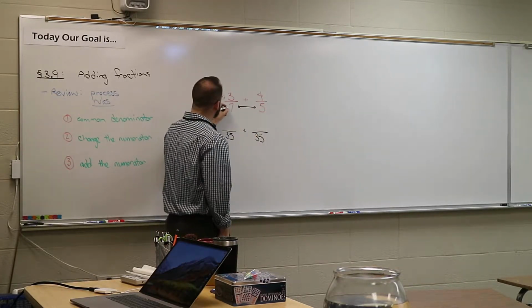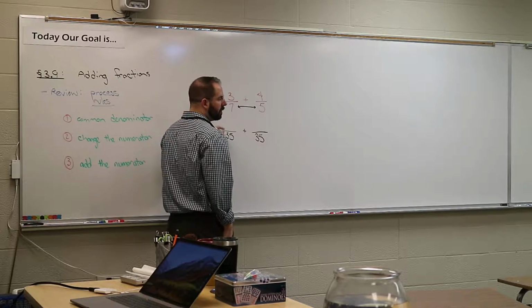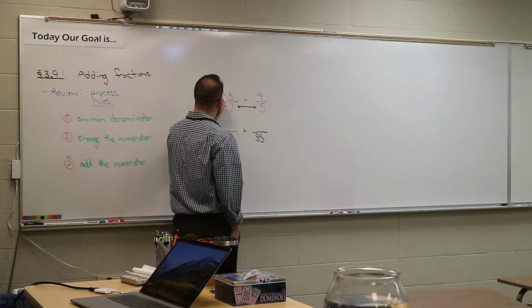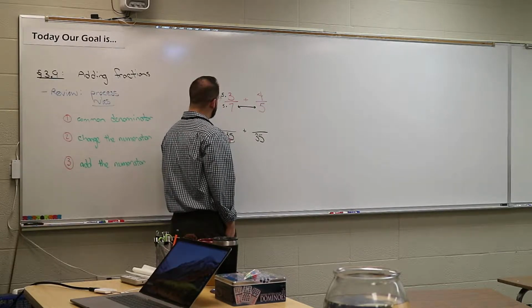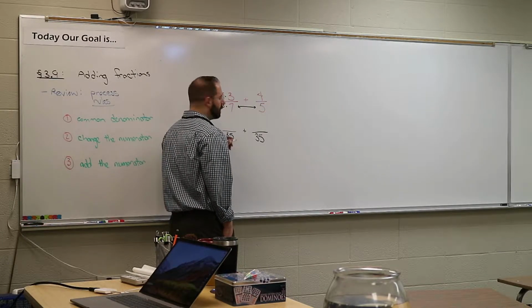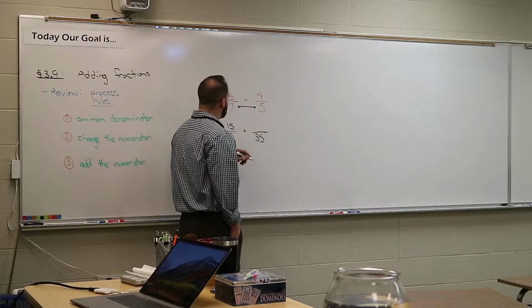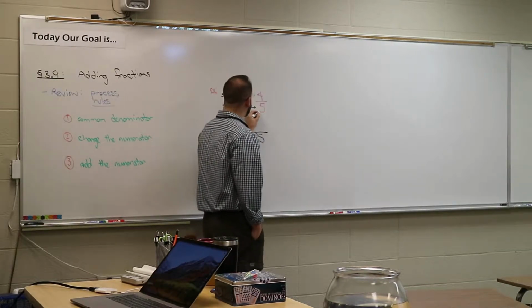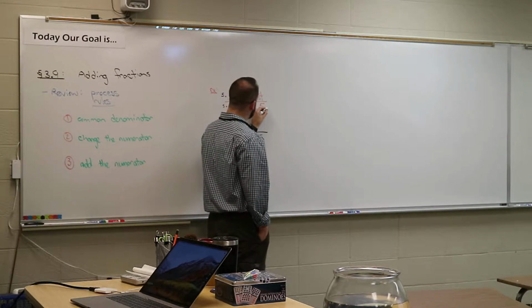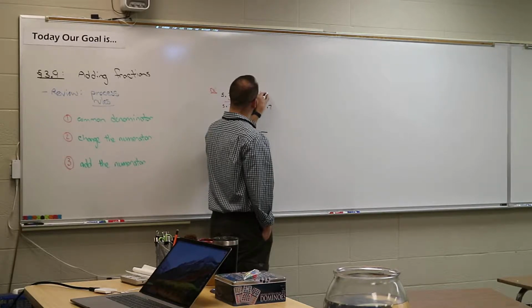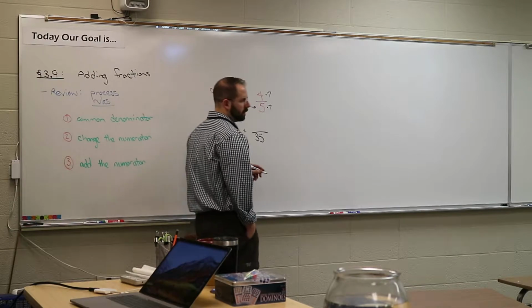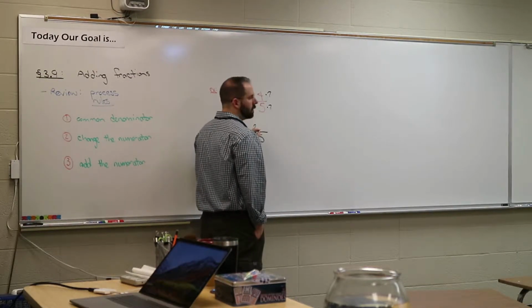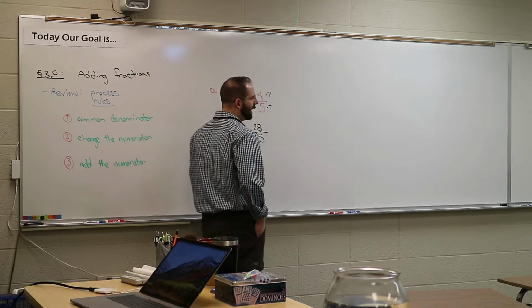Now, what did I multiply on a 7 to make 35? 5, so we take the top times 5. What's 3 times 5? 15. Then on the other one, what do we take times the 5 to make the 35 on the bottom? 7. So we take the top times 7. So now in your multiplication chart, what's 4 times 7? 28.